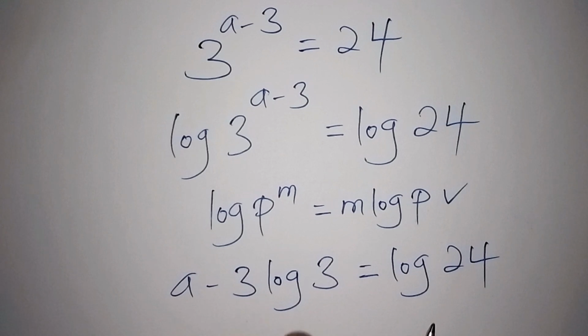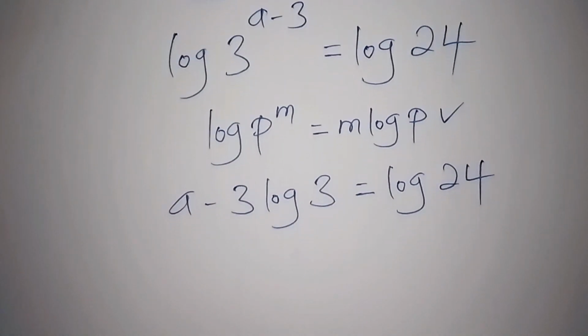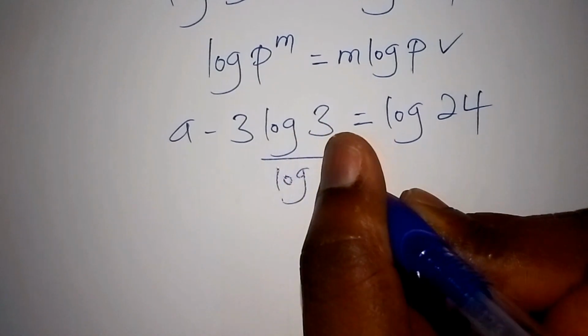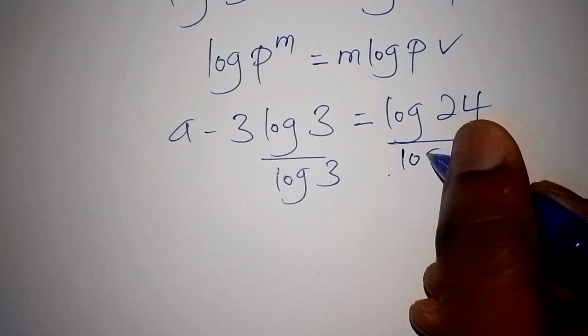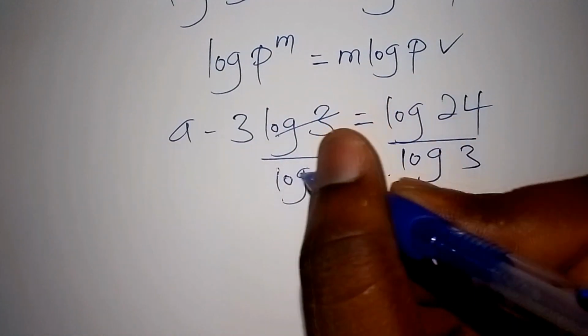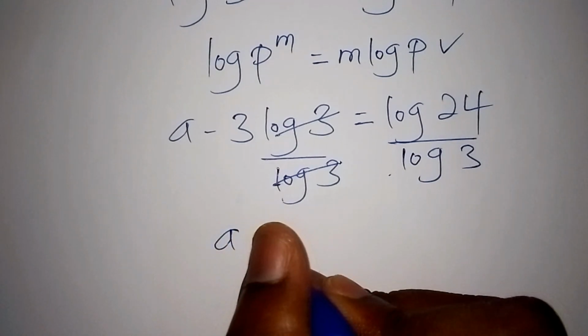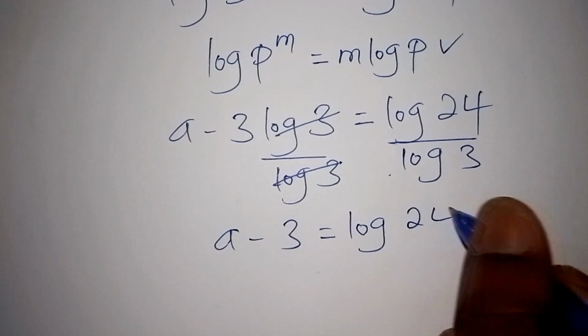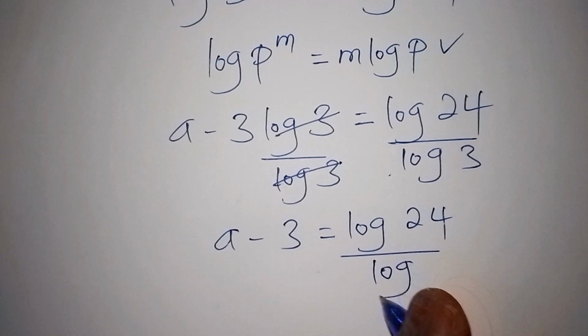So if I'm to remove the log of 3, the next step is to divide both sides by the log of 3. So here the log of 3, this side also divide by the log of 3. So the log of 3 and the log of 3 cancel, so I shall remain with a minus 3 is equal to the log of 24 all over the log of 3.